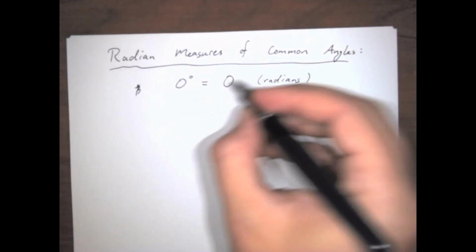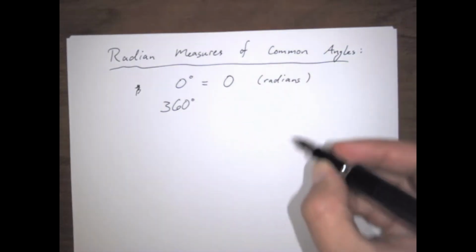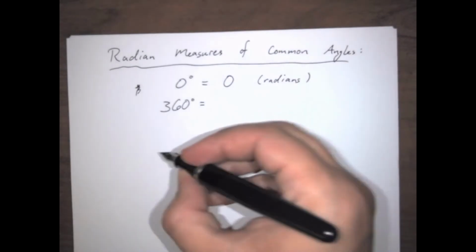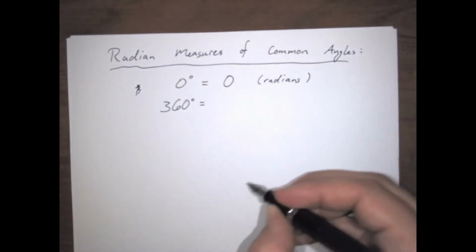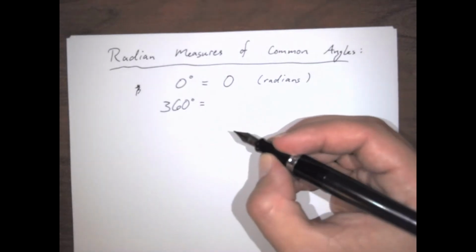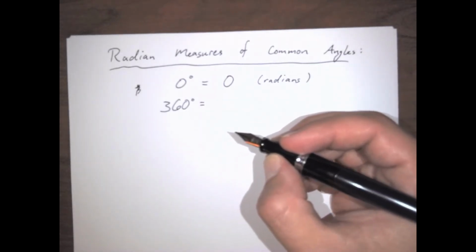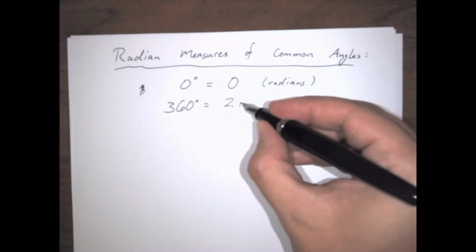Now, let's say you go all the way around the circle. How many radius lengths have you gone around in order to do that? Well, if you march all the way around the circle, then we actually already have a way of measuring that. That's called the circumference of a circle. And the circumference of a circle is 2 pi times the radius.